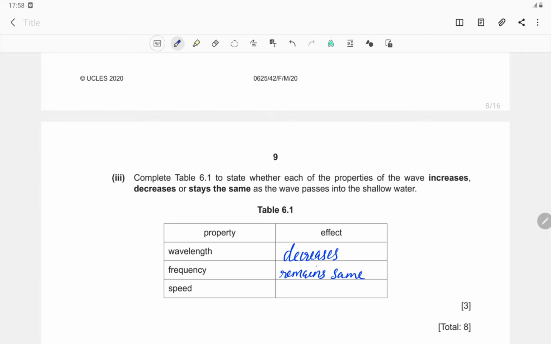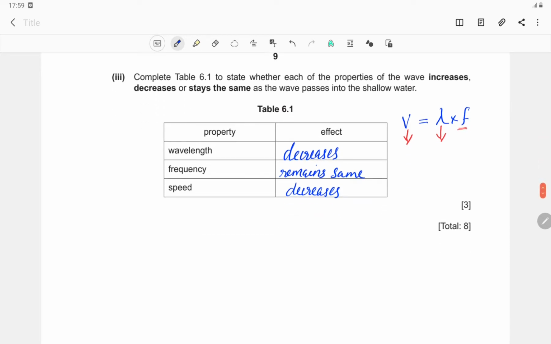Now you need to check what will happen to speed. Here you need to know the wave equation. That wave equation is speed or velocity is equal to the product of wavelength and frequency. And here you have already seen frequency remains same but the wavelength decreases, so that the speed will decrease. As the RHS of an equation is decreasing, LHS of the equation also will reduce. So you should write speed also decreases.